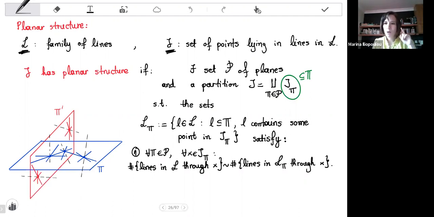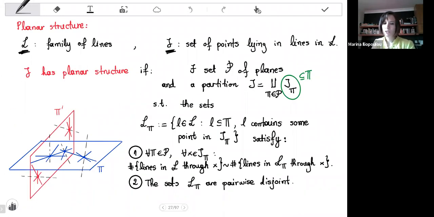And then I also know, that's the second thing, that lines that contribute in one plane don't contribute to any other plane that they live in. So the collections L_P, so those blue lines, have nothing to do with the red lines. This is a partition of the lines as well, the way we do it.